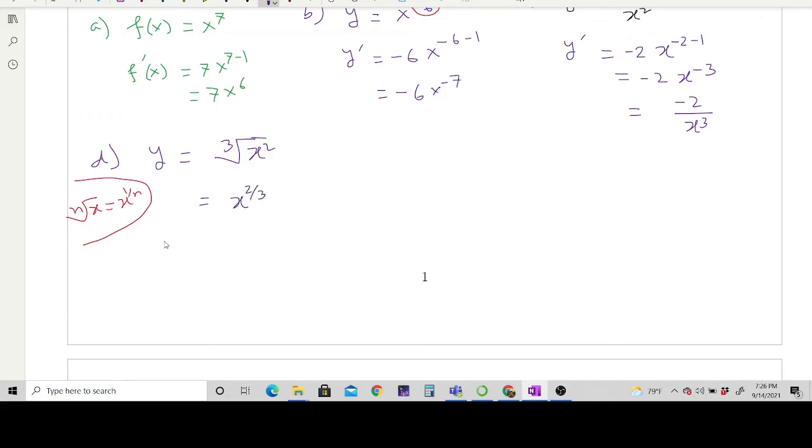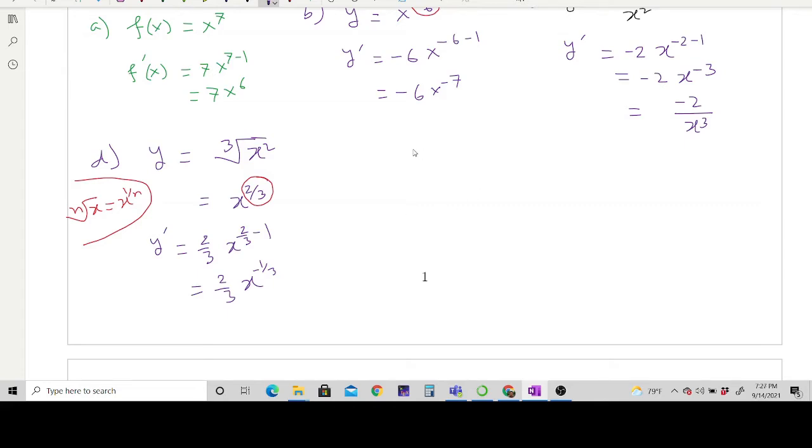Now if we take the derivative, y prime equals, now the exponent is 2 over 3. So we bring this down here, 2 over 3, then subtract 1 from this exponent. So this equals 2 over 3 x raised to the power 2 over 3 minus 1, which is negative 1/3, negative 1/3.